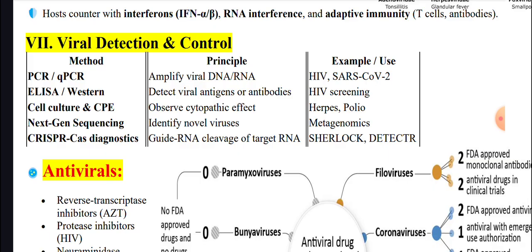Western blot is often used as a confirmation test. It separates proteins by size first, then uses antibodies to detect specific viral proteins, giving a more definitive result than ELISA alone. Think of the early HIV screening protocols. And for finding brand new viruses, things we haven't seen before.